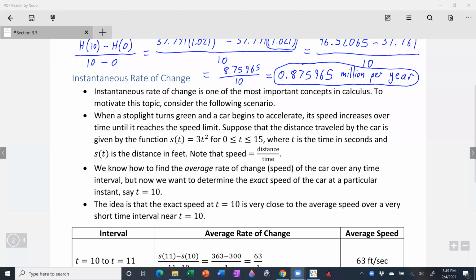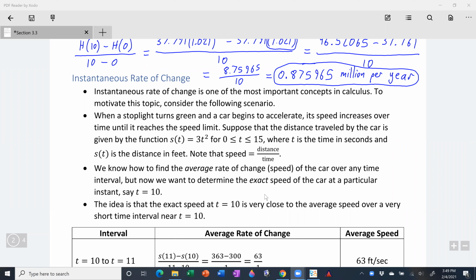All right, let's move forward in section 3.3 and talk about instantaneous rate of change. Instantaneous rate of change is one of the most important concepts in calculus. So to motivate this topic, let's consider this scenario.